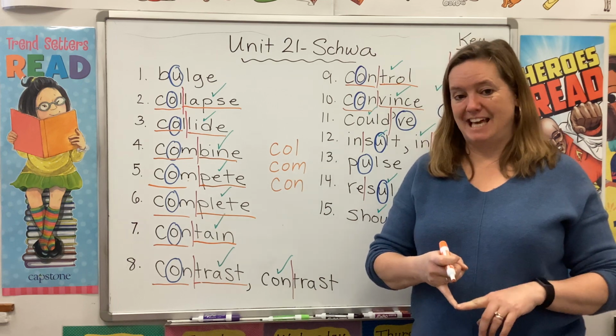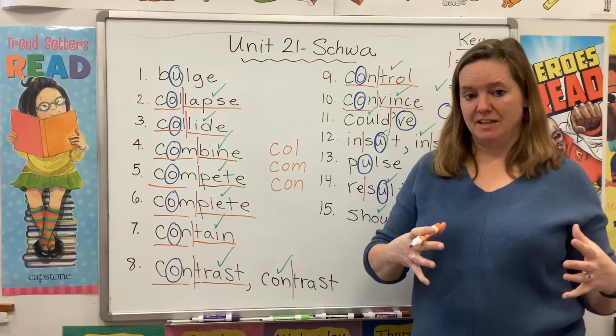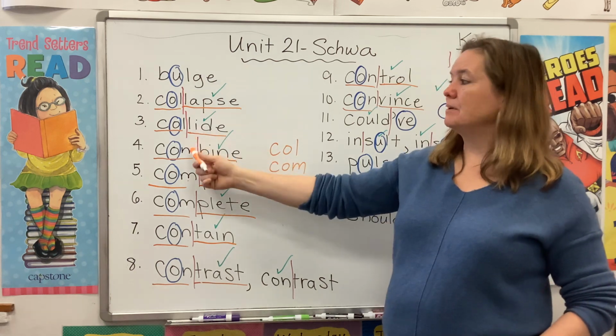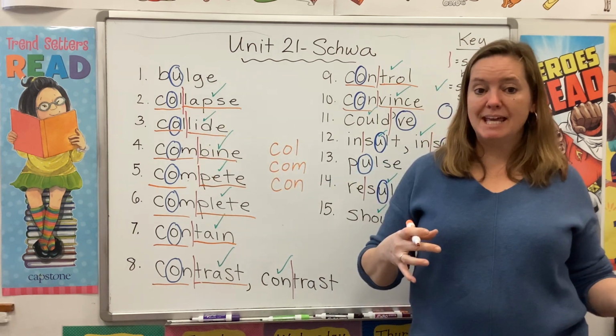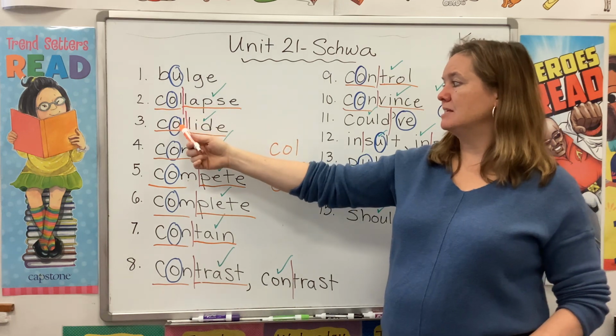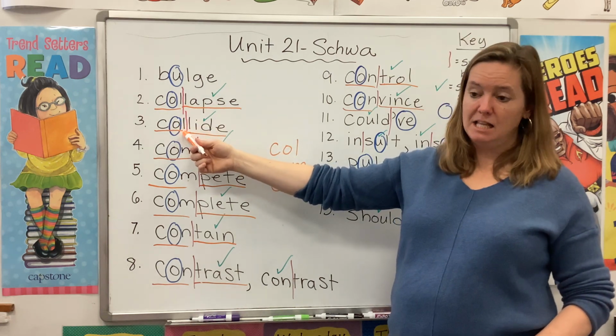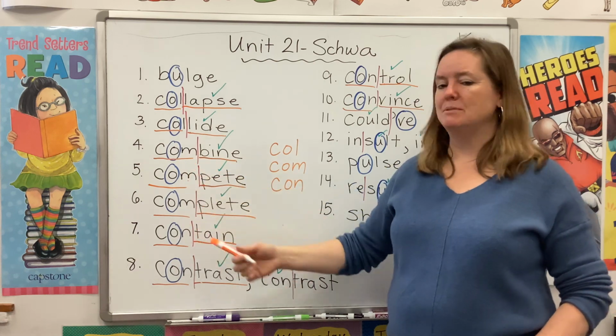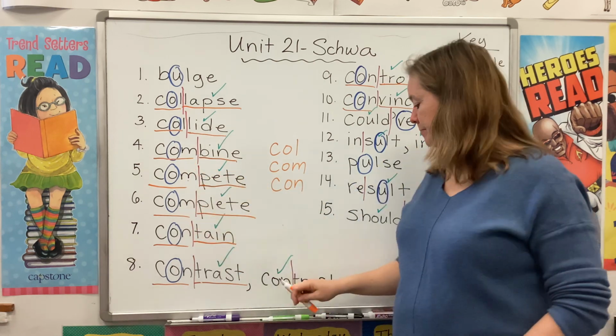Okay? So all of these words, collapse, collide, combine, compete, complete, they all have something to do with doing things together or with, right? They all mean the same thing, but that prefix has assimilated, which means sometimes it uses an L, sometimes it uses an M, and sometimes it uses an N.